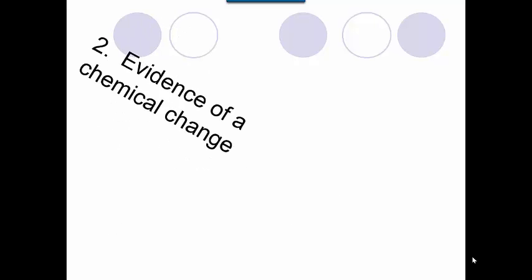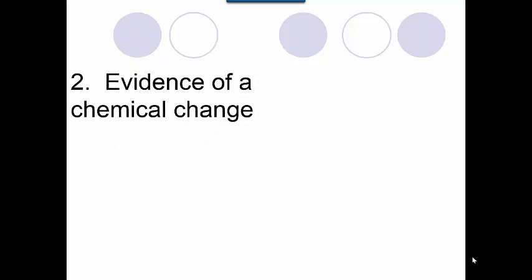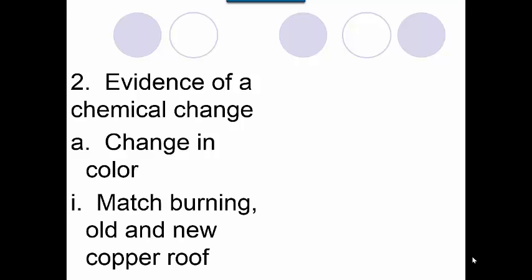Now, there are a few pieces of evidence that you can use to help you decide if something's a chemical or a physical change, and one of them will be a change in color. Now, change in color can be tricky. It is not 100% always a chemical change, but it can be. So this one you have to be a little leery about. You have to always ask yourself, is what I have now different than what I had at the beginning?